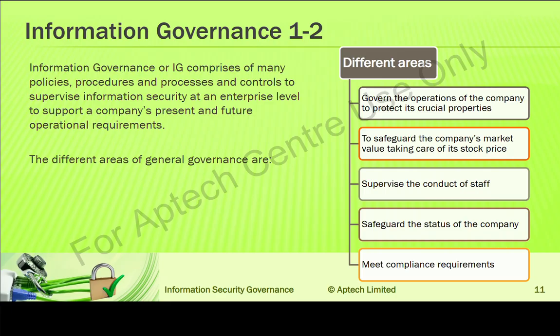This also safeguards the status of the company, the image of the company. Talking of the image of the company, we are talking about the integrity of the company. Is it still trusted, the digital trust of the organization, and the rest? And number five, which is to meet compliance requirements, so as to avoid fines. Are you with me? So these are the things that are in information governance.